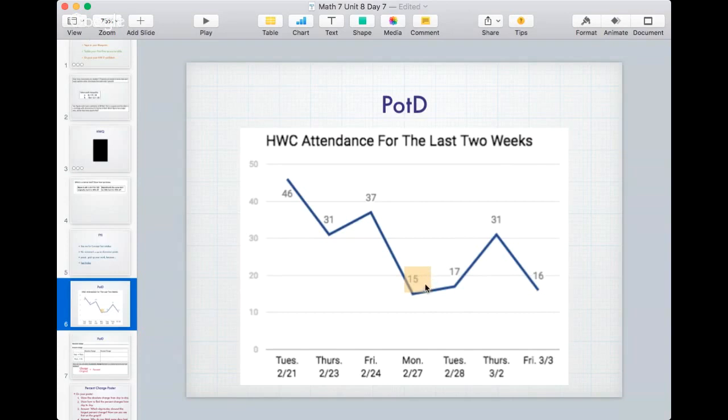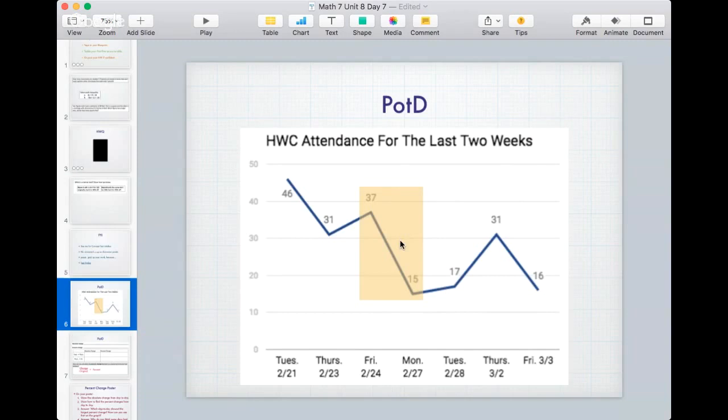From there, I asked students to think about change. From day to day, where did they see the most change? Now, nobody said that Monday the 27th to Tuesday the 28th was the most change. Going from 15 to 17 people, everyone thought that was a pretty shallow change. They didn't think that was a big change. On the other hand, a lot of people thought that from Friday the 24th to Monday the 27th, that was an area of very big change. You went from 37, dropped down to 15 students in homework club. That was 22 fewer people that were in homework club on that day. So people thought that would be the day with the most change.